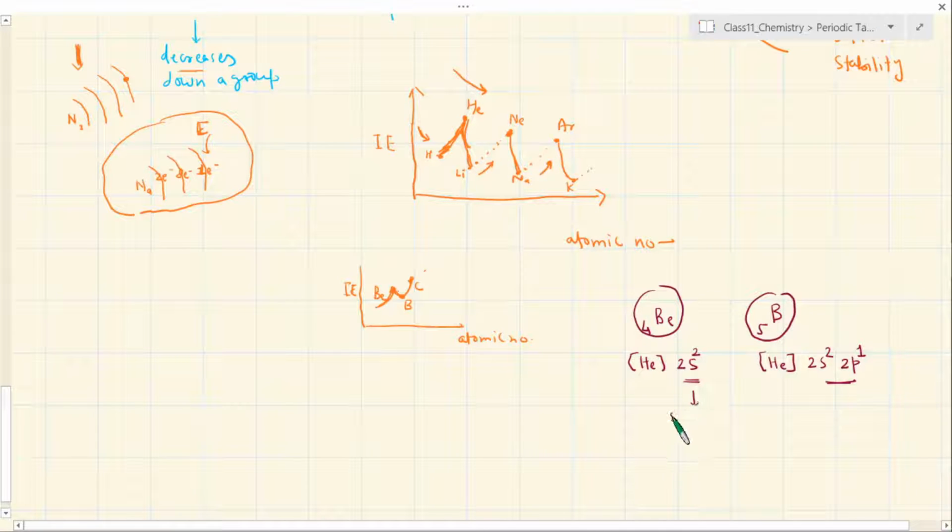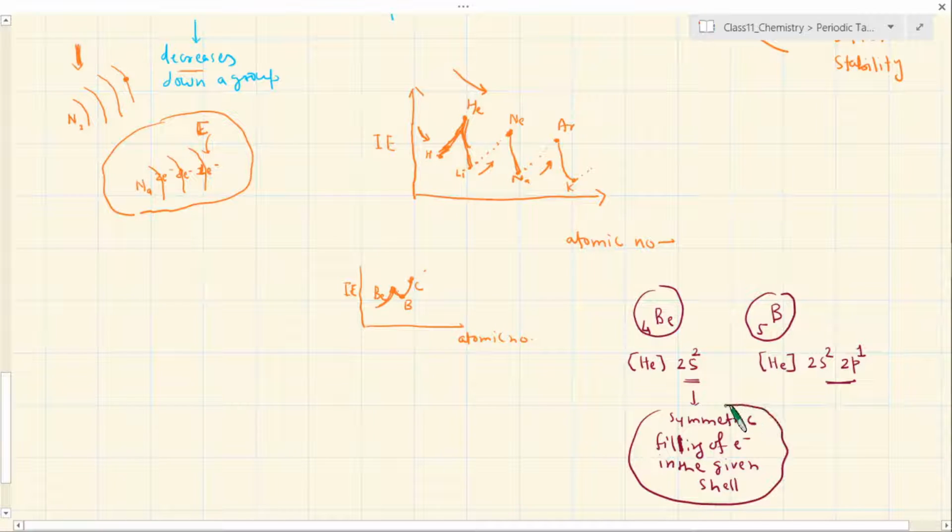This is more symmetric filling: symmetric filling of electrons in the given shell. I am writing shell so that you consider all the orbitals in the same shell. In this case, this is less symmetric. I am not saying it is not symmetric at all, but compared to this, it is less symmetric filling of electrons.